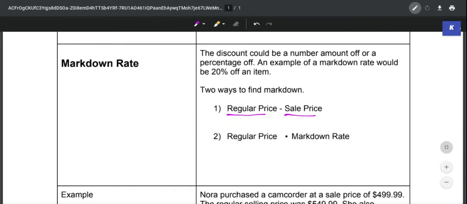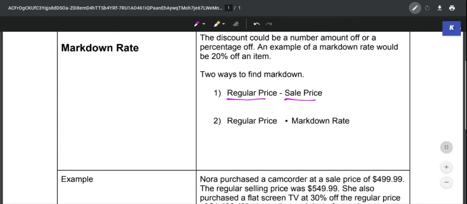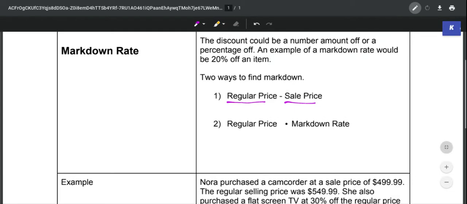For the first instance, which the example will cover along with the second, you'll get the regular price and the sale price. The difference is the actual markdown. The second instance is when you're given a markdown rate. A markdown rate is a percentage that is given off of the item.